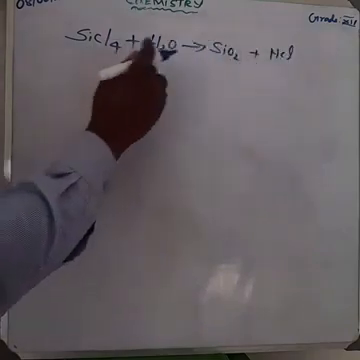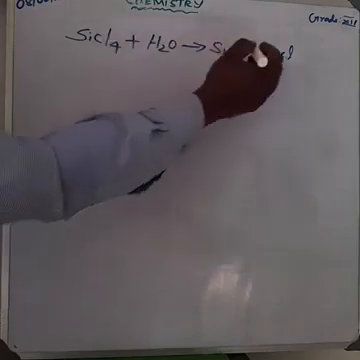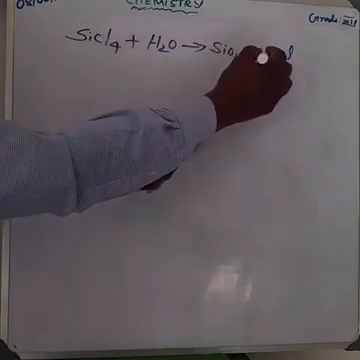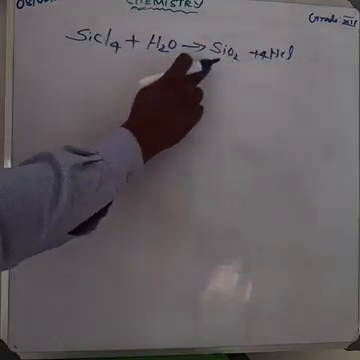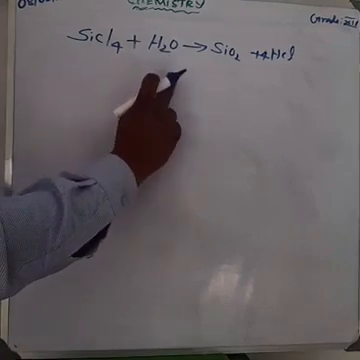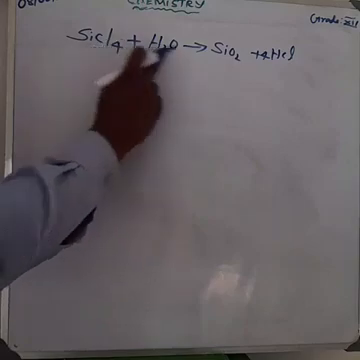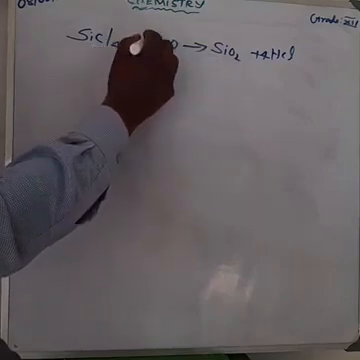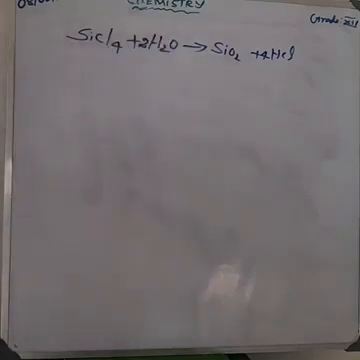So 4 chlorine is there, so make it 4 chlorine on the product side also. Silica having SiO2 has 2 oxygen on the product side, so we have to make the reactant side 2 also.